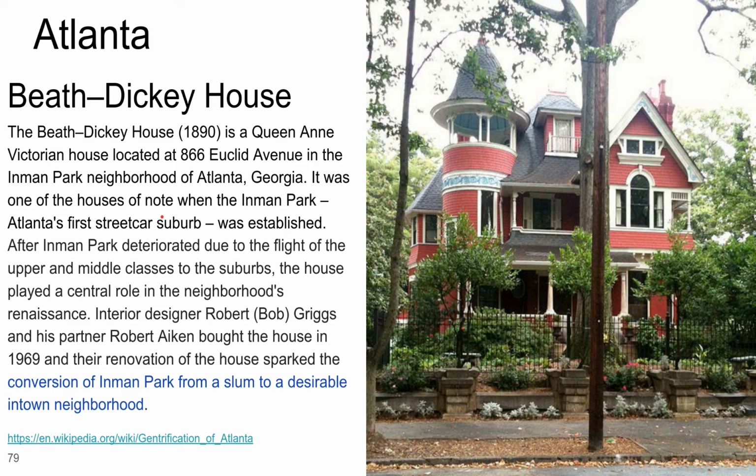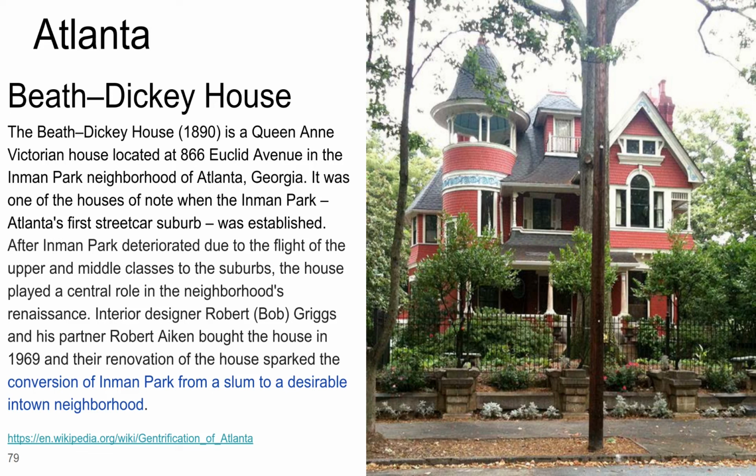So then, after Inman Park deteriorated due to the flight of the upper and middle classes to the suburbs, so it says that it's a streetcar suburb. It probably was when the city was so small it was at walking scale, but streetcars allow you to move faster, so it's still inside the city. And the flight of the upper and middle classes to the suburbs would, of course, be white flight, 1950s, 1960s.